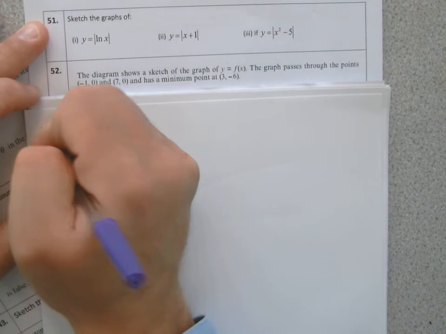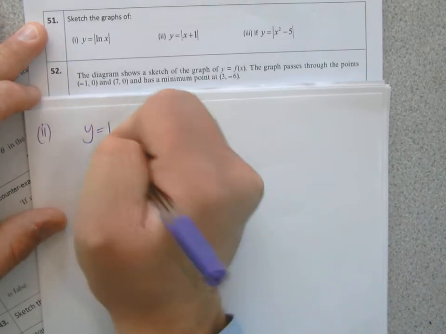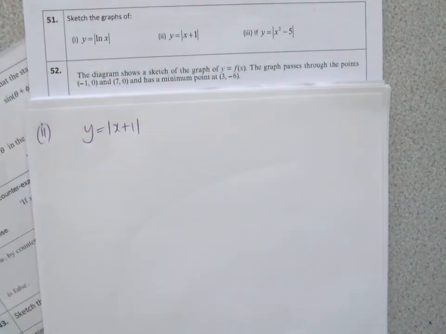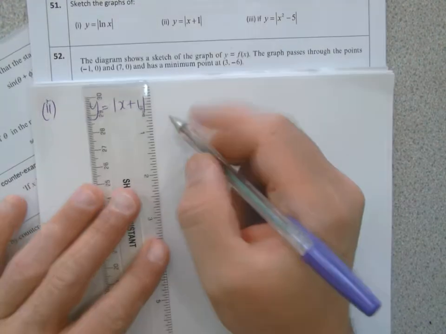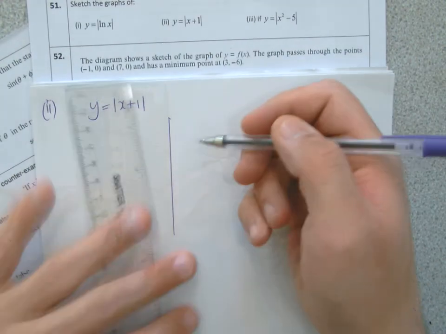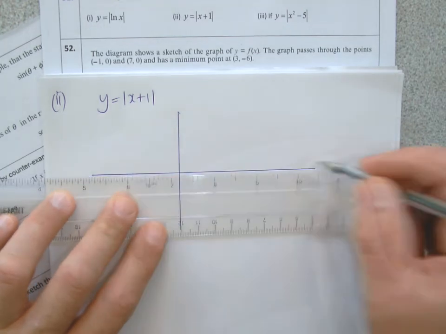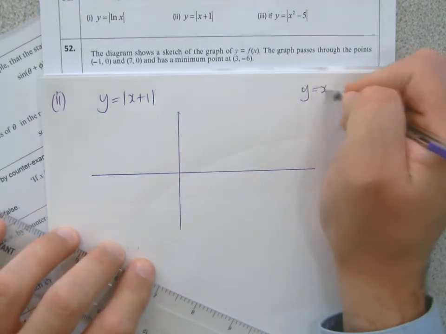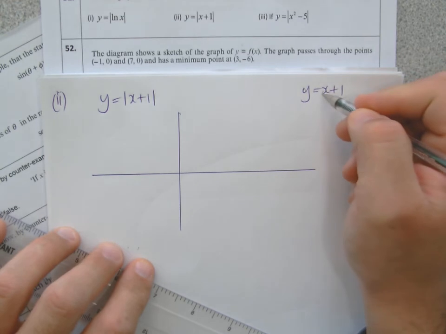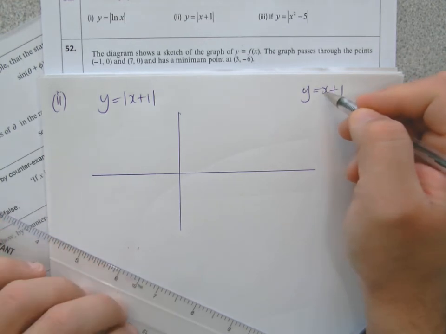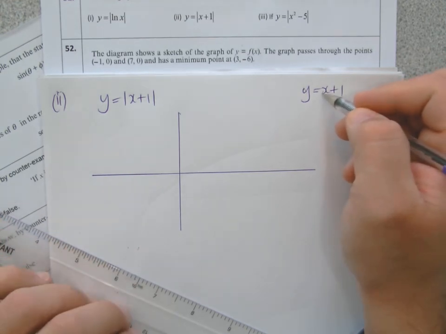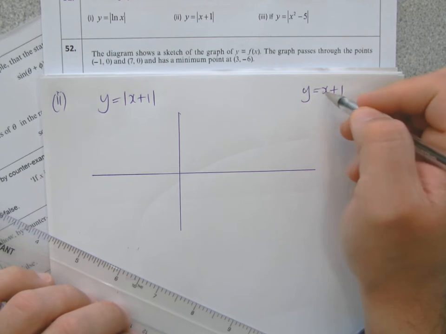Part 2 there, y equals the mod of x plus 1. Well, I would draw y equals x plus 1 first. Now x plus 1 is kind of straightforward because if you remember y equals mx plus c, the number in front of the x here is just 1, isn't it? Because it's just y equals x, so it's 1x.